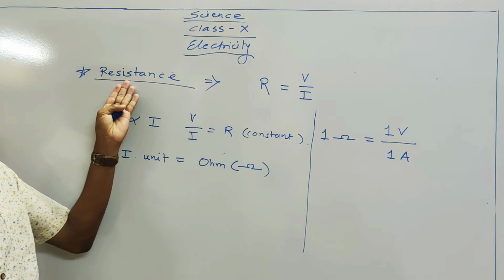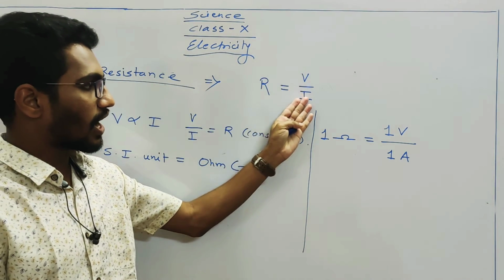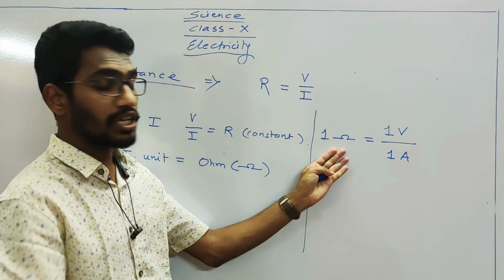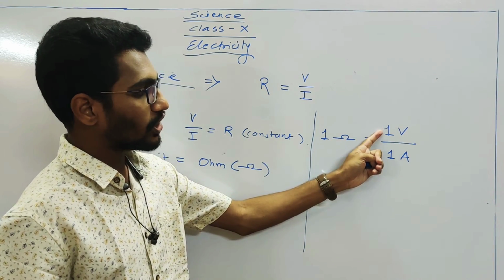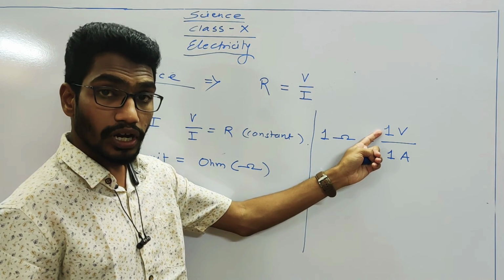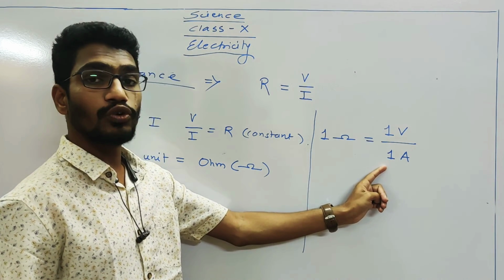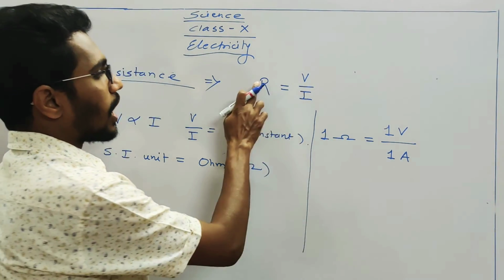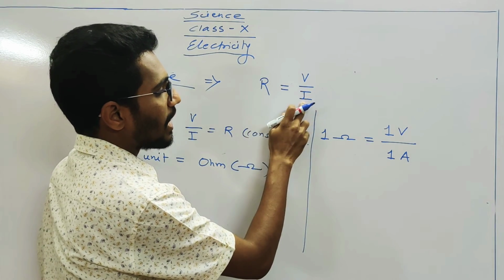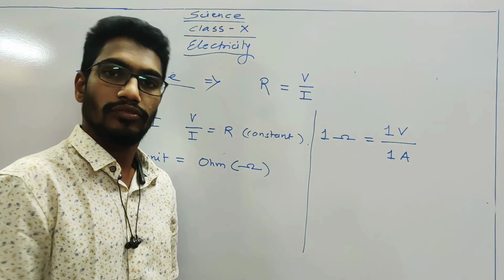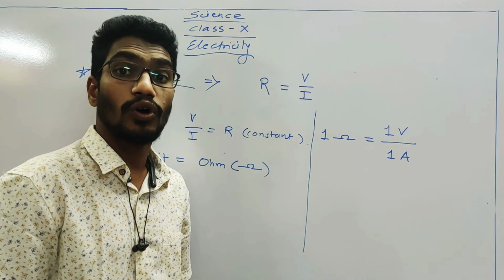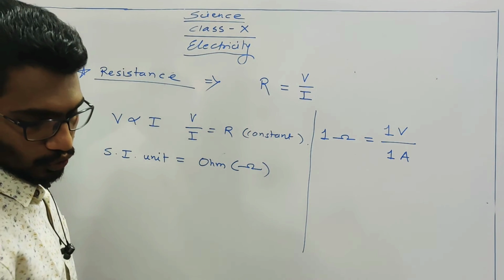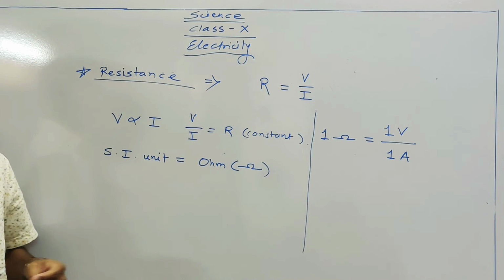So new quantity resistance R is equals to V by I. SI unit is ohm. So when we can say that the conductor having a resistance of 1 ohm, 1 volt of potential difference is applied between the two ends of a conductor, which allows 1 ampere of current to flow through it, then that conductor having a resistance of 1 ohm. So R is going to decide the amount of I when V is provided. Clear to all? Yes or no? Okay. So this is all about your new quantity called as resistance.